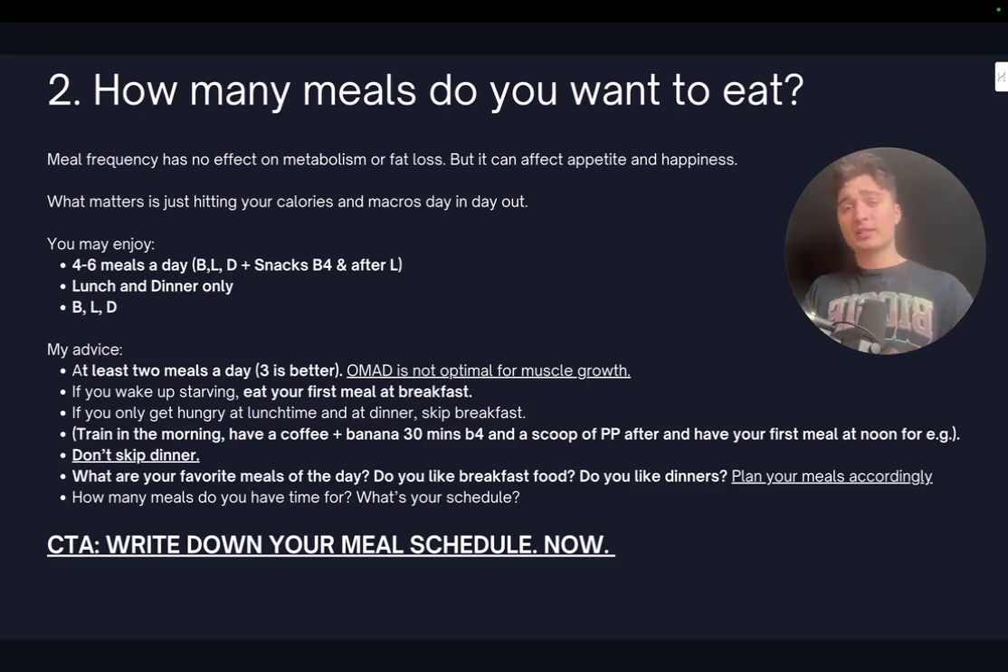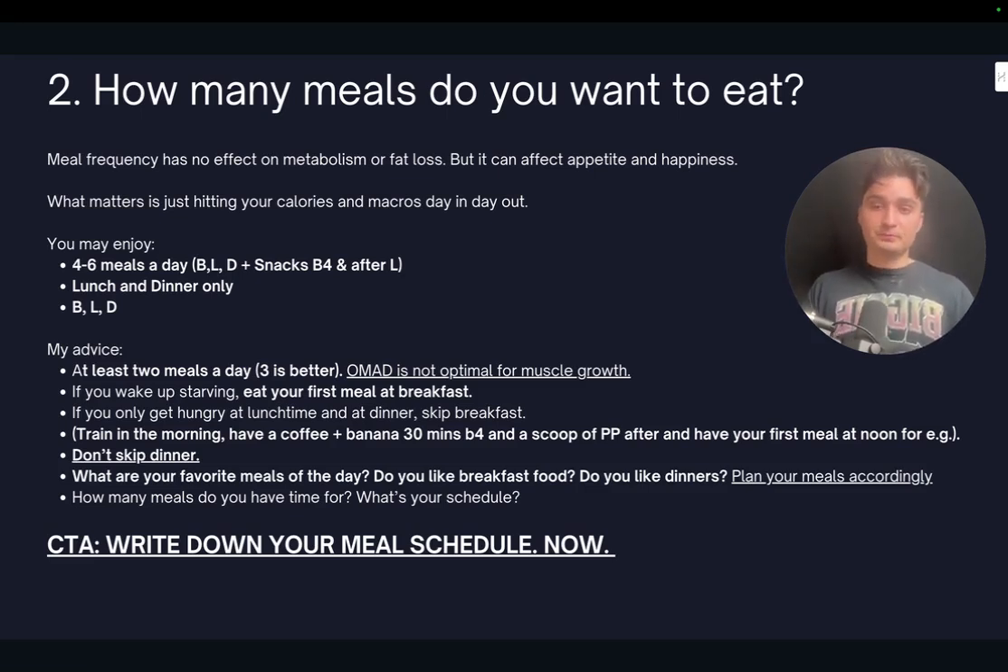You may enjoy 4 to 6 meals a day, breakfast, lunch, and dinner, plus a snack before lunch and a snack after lunch. You may just enjoy lunch and dinner, so 2 meals a day. You may enjoy breakfast, lunch, and dinner, so 3 meals a day. My advice would be at least 2 meals a day. 3 is better than 2. And 1 meal a day is not optimal for muscle growth based on extensive amounts of literature, okay? So at least 2 meals a day if you can.